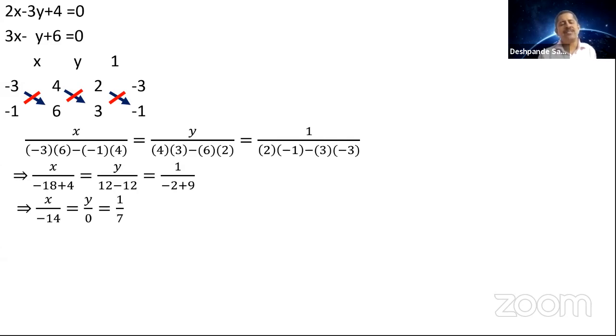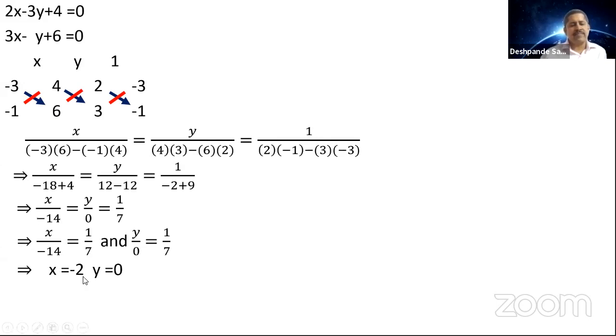You don't say that y by 0 is 0, so this is not defined. We are using the cross multiplication technique. So what is the meaning of this? Simply equate x by -14 to 1 by 7, and y by 0 to 1 by 7. So you get x by -14 is equal to 1 by 7, so x is -14 by 7, which is -2, and y is equal to 0. So the second point you got is (-2, 0).